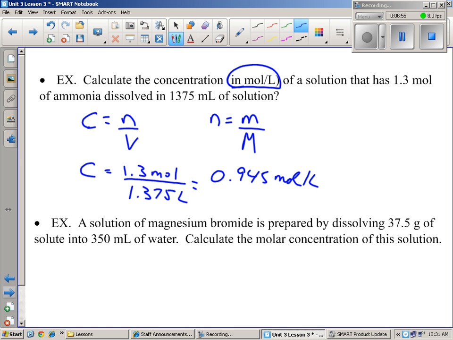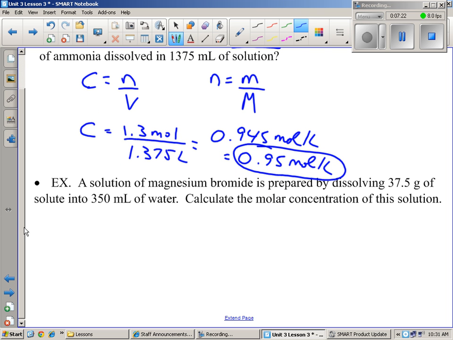Significant digits, as always. We need to look at 1.3, which is 2, and then 1.37, which is 3. So we can only have 2 in our answer here. Remember, the 0 in the front doesn't count. So we'd have to record that as 0.95 moles per liter. All right, that one's pretty straightforward. They already told me the moles, they told me the volume, and I just had to divide the two in the appropriate units to get that.